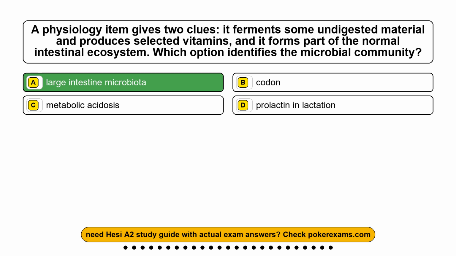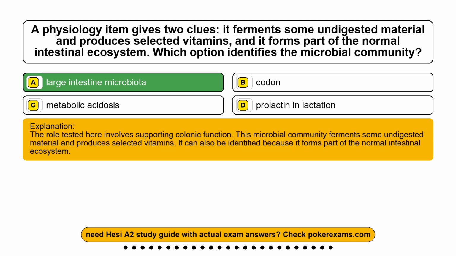The correct answer is option A, large intestine microbiota. The role tested here involves supporting colonic function. This microbial community ferments some undigested material and produces selected vitamins. It can also be identified because it forms part of the normal intestinal ecosystem.